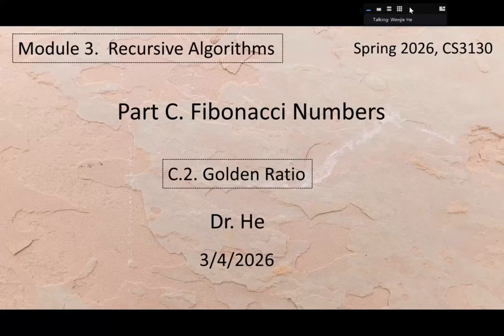This time, we need to study our second approach. We need to find a math formula to do the calculation. That's even faster than this big O of n method. Even faster than that. All right.